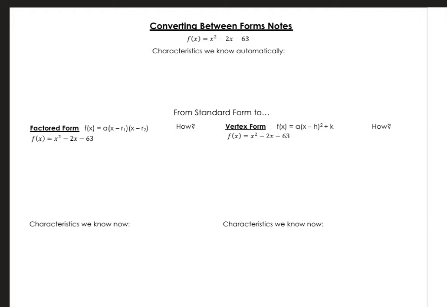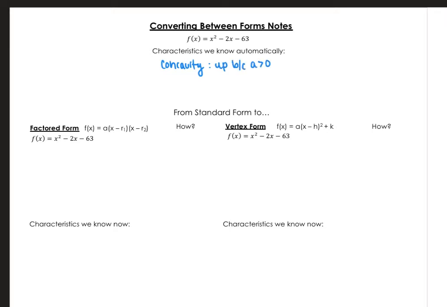So first off, we're looking at this first example here. We're given f of x equals x squared minus 2x minus 63. This quadratic is written in standard form, so the characteristics we know automatically. Number one, we know the concavity. And remember, to determine the concavity, we look at the a term, which is the number in front of x squared. And since that is positive, we say it's concave up. So we would say up because a is greater than 0.